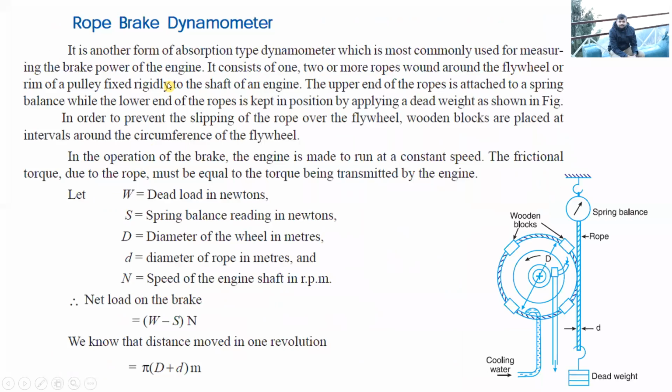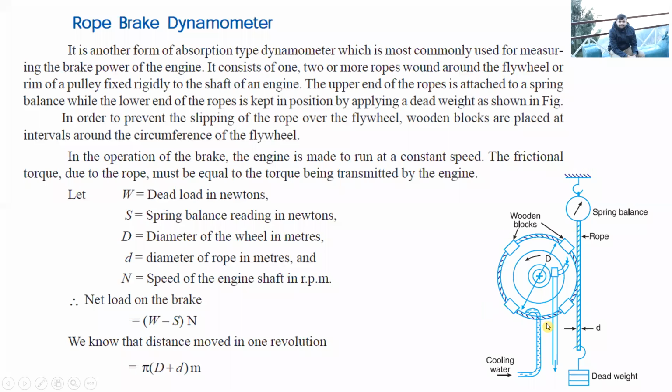Now let's move forward to the rope brake dynamometer. See, the only thing in this dynamometer is, if you understand the diagram clearly or the working clearly, then you will be able to determine the torque, or you will be able to deduce the equation which will be helpful for determining the torque and ultimately the power. All right.